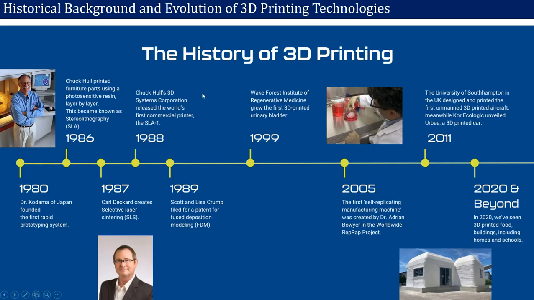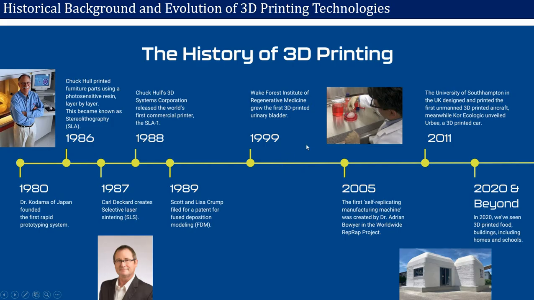This is the history of 3D printing. In 1980, the first rapid prototyping system was developed by Dr. Kodama of Japan. Then in 1986, Chuck Hull printed furniture parts using photosensitive resin layer by layer, and this method is called stereolithography. We will see this in detail in the coming lecture. Chuck Hull is called the father of 3D printing, and in the following years he formed his own company called 3D Systems, which promoted the first commercial SLA printer, the stereolithography printer.